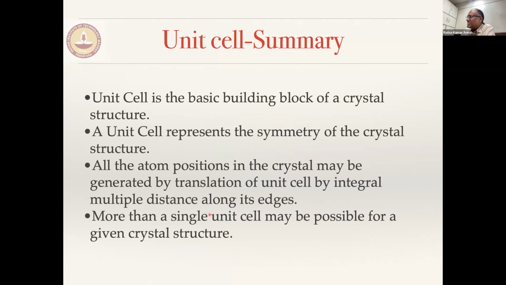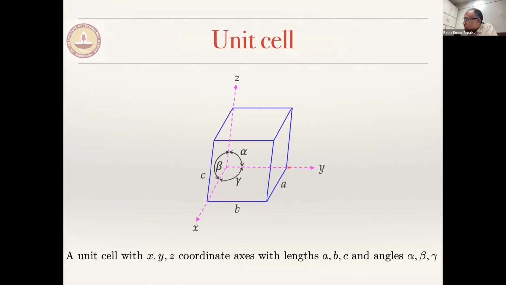So, as we have already said several times, the unit cell is the basic building block of a crystal structure. It represents the symmetry of the crystal structure, and all the atom positions in the crystal may be generated by translation of the unit cell by integral multiple distances along its edges. What is the meaning of that? So, if you want to generate the next set of lattice points, let us say this is one lattice point, each corner point is a lattice point.